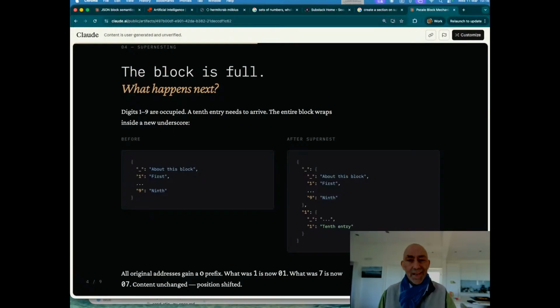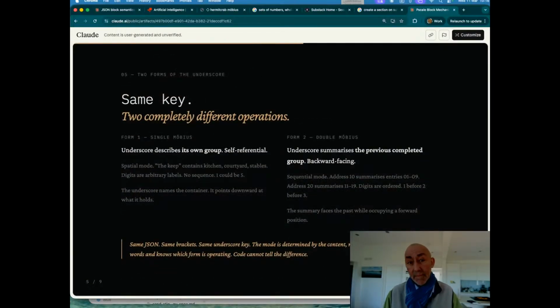All original addresses gain a 0 prefix. What was 1 is now 01. What was 7 is now 07. Context changed, position shifted. Okay. Same key, 2 completely different operations. Form 1, single Mobius: the underscore describes its own group, self-referential. That's the one we just dealt with.